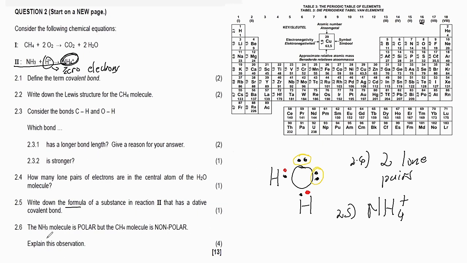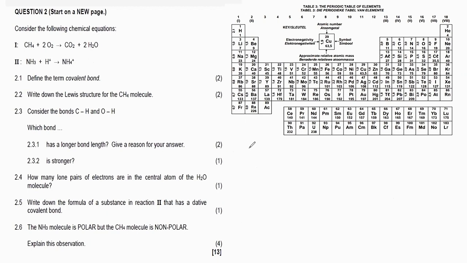Then 2.6 says the NH3 molecule is polar, but the CH4 molecule is non-polar. Explain this observation. So they want us to explain why the NH3 is polar and the CH4 is non-polar, right? Now, this is how you are expected to answer that question, right? So this is 4 marks. So meaning explaining on NH3 will give you 2 marks, and explaining on CH4 will give you 2 marks as well.